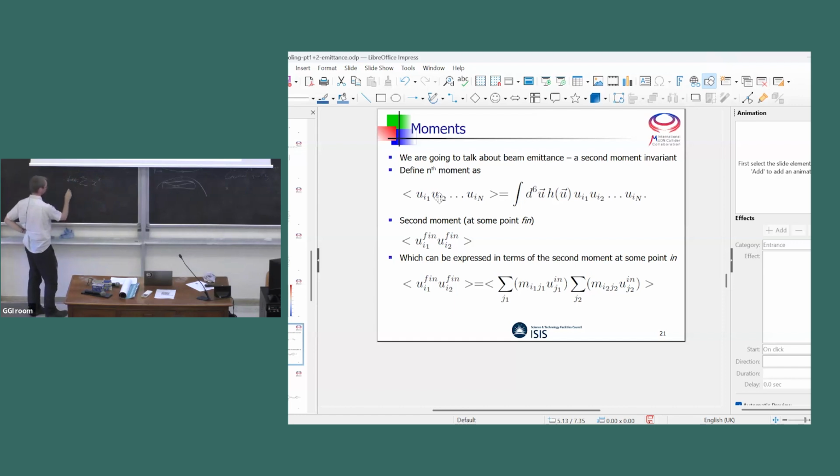Like this. So that's the second moment. It's a variance in x, and I'm just going to write it out. I'm just going to be stupid. That's x times x, okay? And it's just the sum over all particles. So if that's the ith particle, we sum over all particles in our distribution.